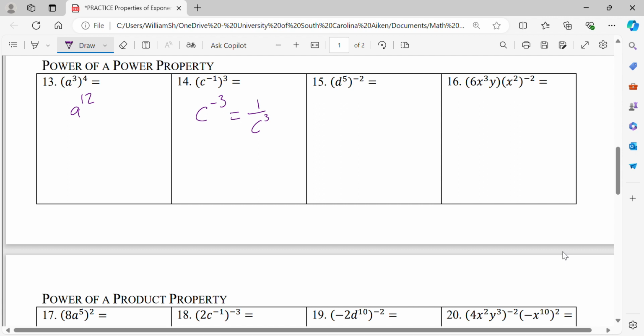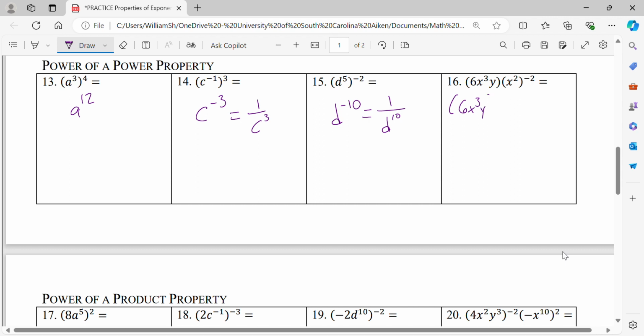Jumping to number 15, d to the 5th power to the negative 2 power. Power to a power, I multiply. That should simplify to d to the negative 10. Remember, I do not want a negative exponent, so I'm going to bring that down to the denominator and change the exponent to a positive. Okay. Whew. We've got some parentheses going on in this one. Number 16. 6x to the 3rd times y times x squared to the negative 2. Alright. First thing I'm going to do is take care of the power to the power.